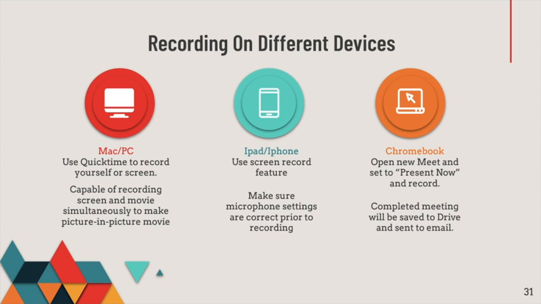So just make sure the microphone setting is on. It's a little button. As soon as you say you want a screen recording, you get to click the microphone on or off.